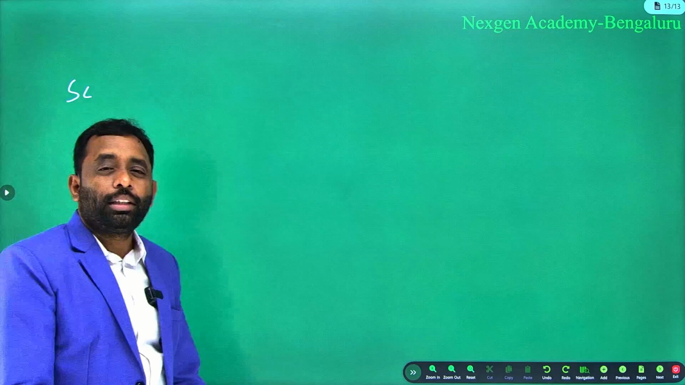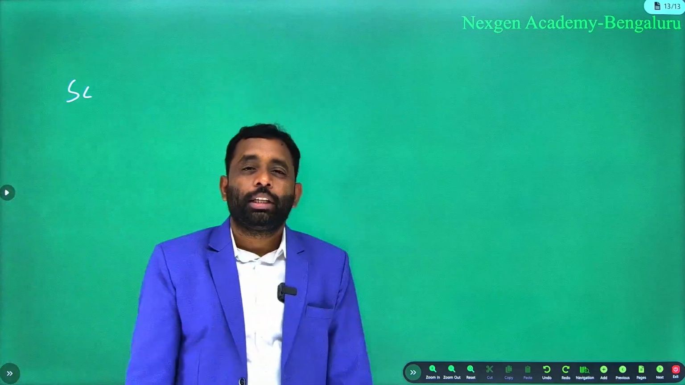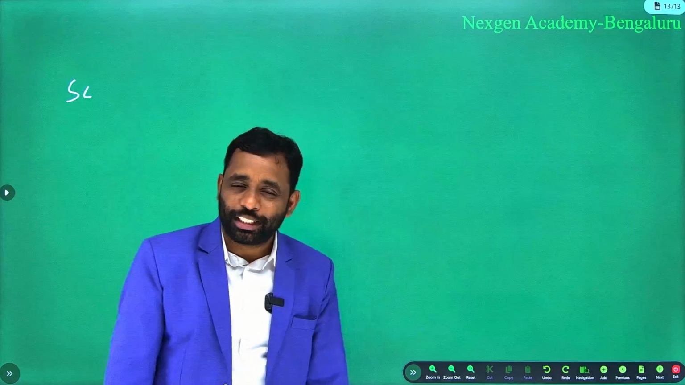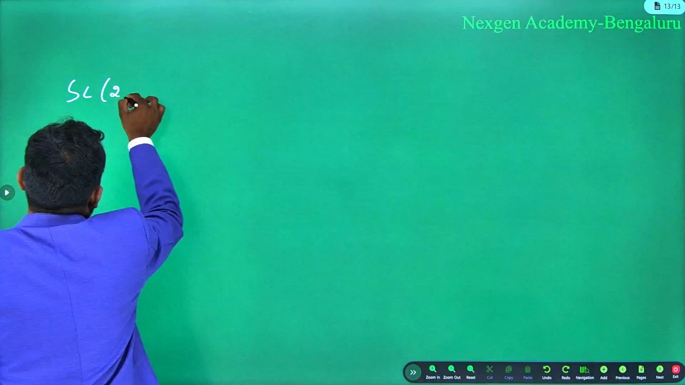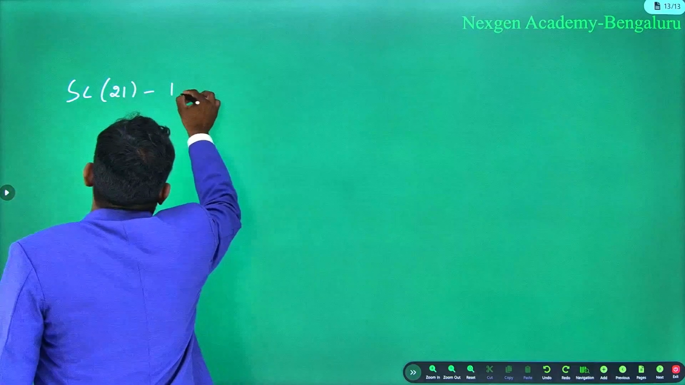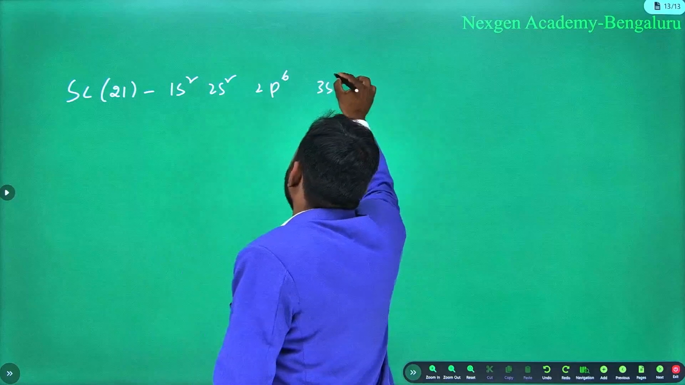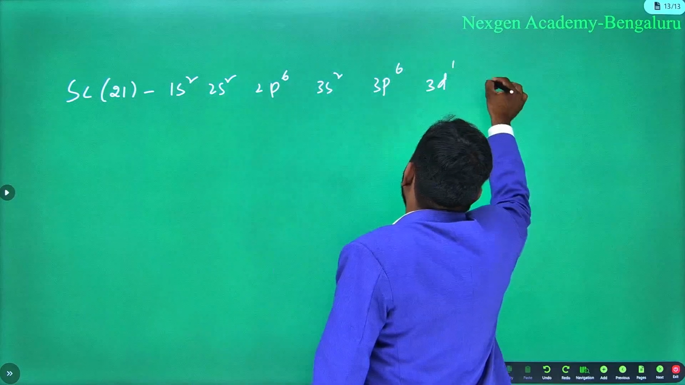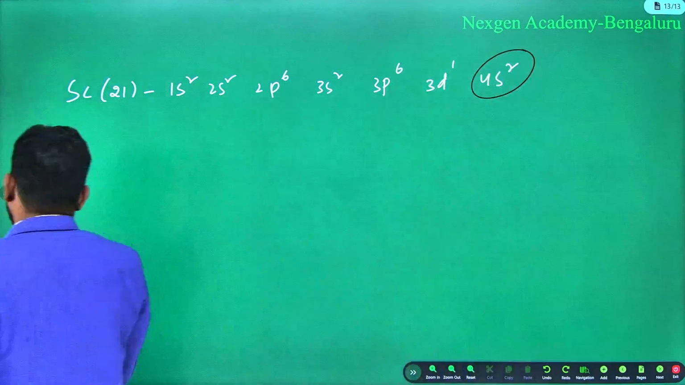Scandium: calculate the effective nuclear charge present in the valence shell electron, that is the 4s electron. What is the scandium atomic number? 21. So 1s2, 2s2, 2p6, 3s2, 3p6, 3d1, 4s2. For this 4s electron, you calculate it.